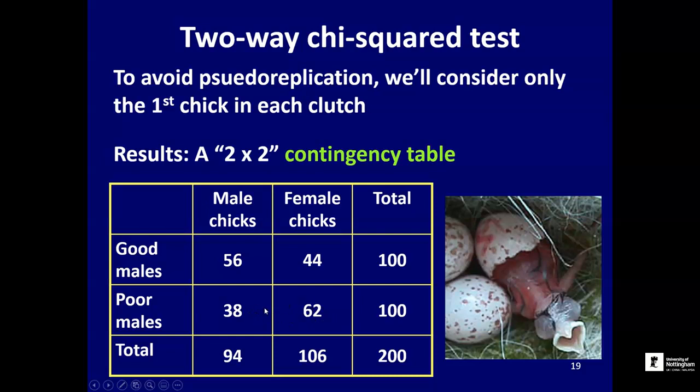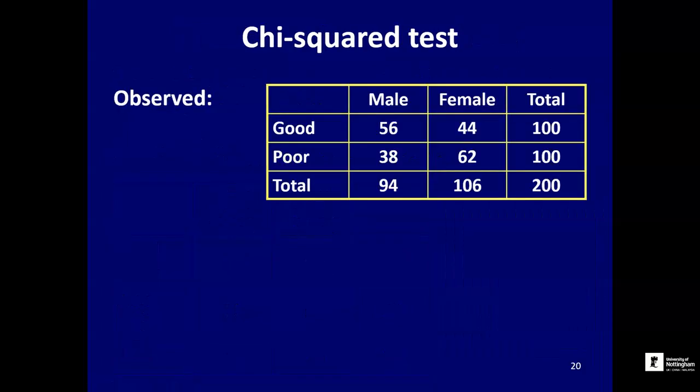So it looks a bit like the hypothesis we have in mind, that mate quality affects sex ratio, could be working here. But again, eyeballing the numbers, it's hard to tell what the probability would be, what the p-value would be of the data under the null hypothesis. So let's do a chi-squared test. It's just like before, we've got observed data and then we've got an expectation under the null hypothesis. The difference is that the expectation is a little bit more complicated.